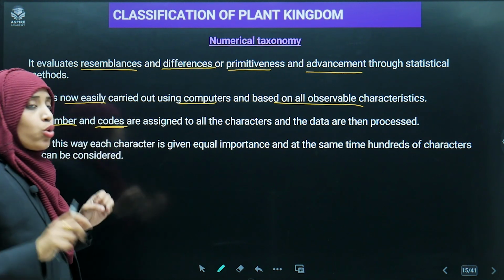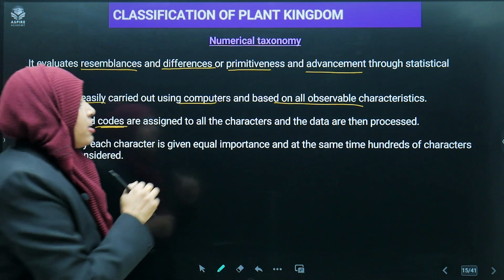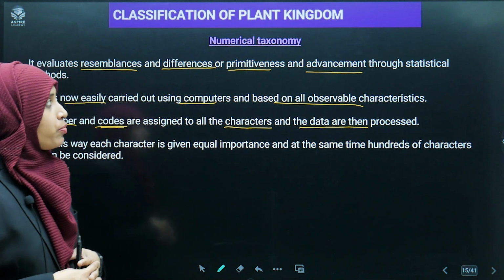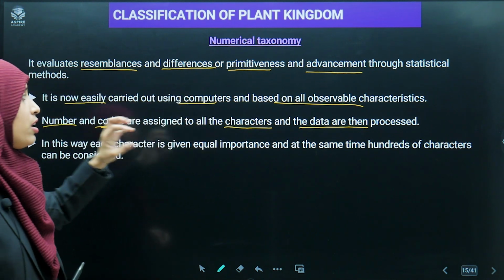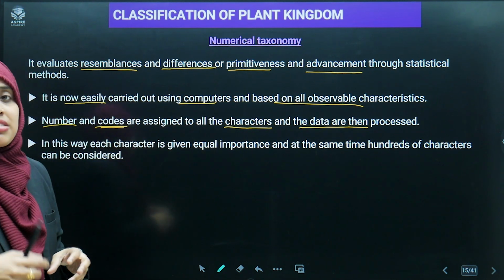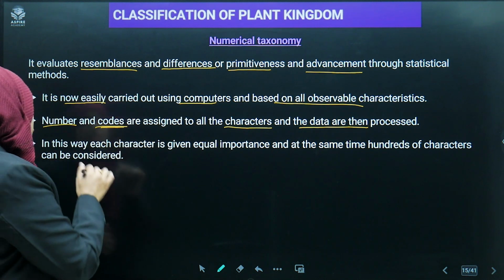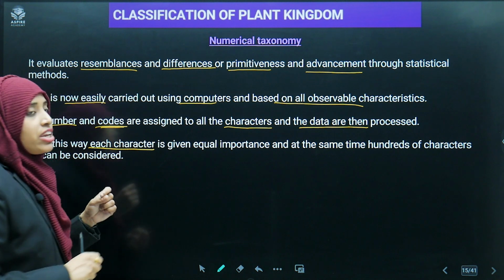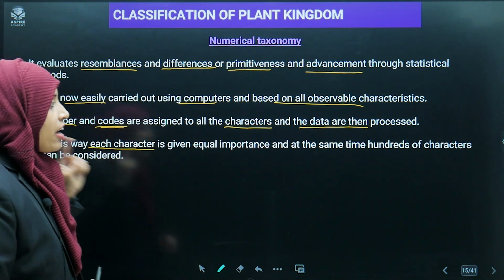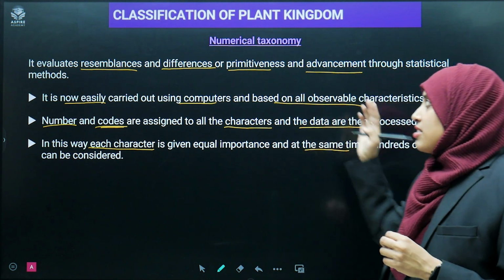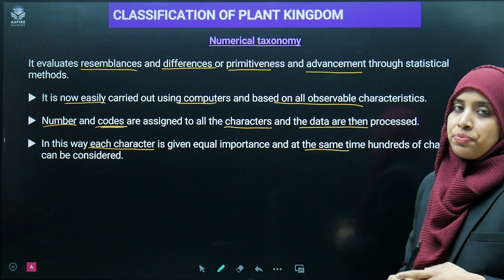Numbers and even codes are assigned to all the characters and the data, and then they are processed. So in numerical taxonomy, codes and numbers were given to the organisms and plants, and in this way each character is given equal importance, and at the same time 100 of the characters were studied together. So this is about numerical taxonomy.